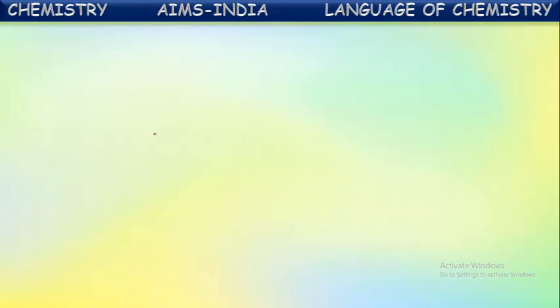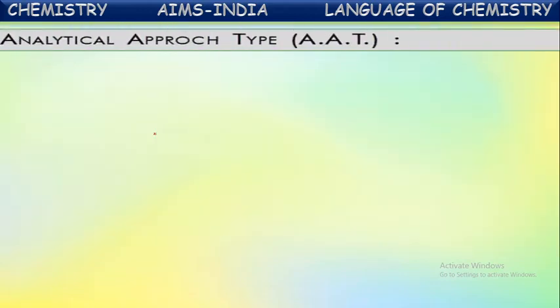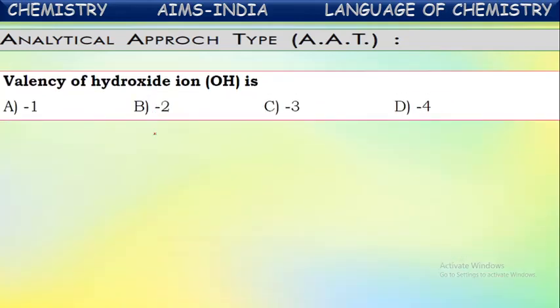Next, analytical approach questions. First one, valency of hydroxide ion. Yes, hydroxide is one of the polyatomic ions. It is also called a radical. Its formula is OH minus ion. This is a monovalent negative ion. OH minus, so its valence is minus 1. Hydroxide ion formula is OH minus, so its valence is minus 1.